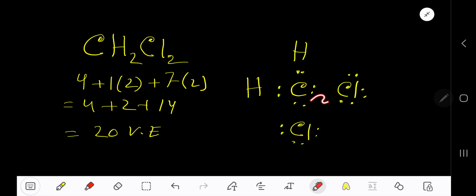Okay, so this is the Lewis dot structure of dichloromethane. You can replace this bonding pair by a line. This is the structural formula, or another way of writing the Lewis dot structure of dichloromethane.